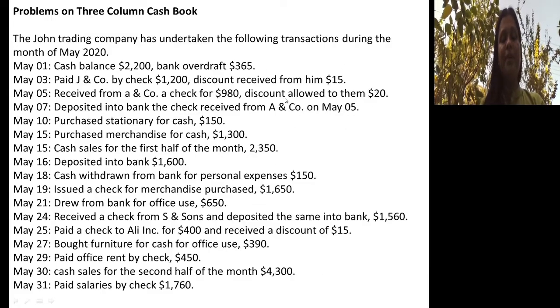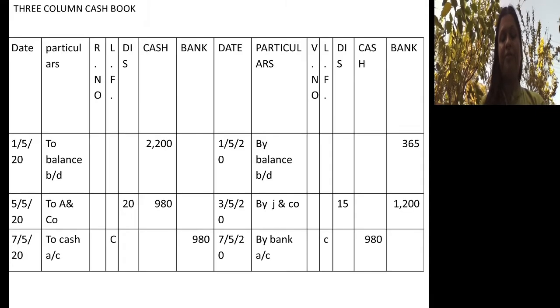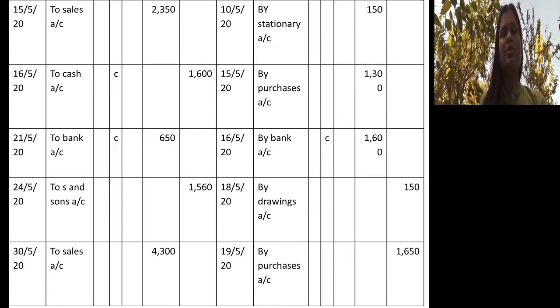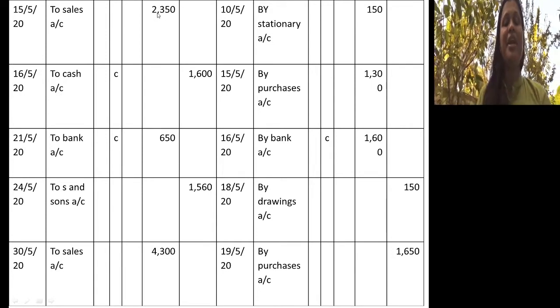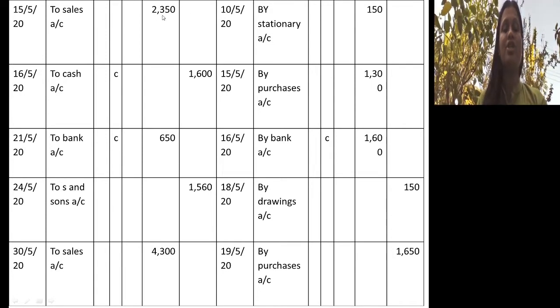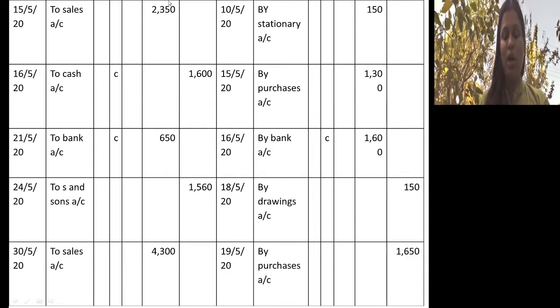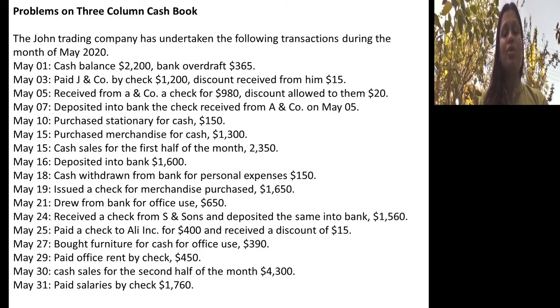Next one, cash sales for the first half of the month is 2350. So we sold goods during the first half of the month and we received 2350 as cash. What's the journal entry? Cash account debit to sales account. The cash account should be debited, so on the debit side, cash column, I recorded 2350.